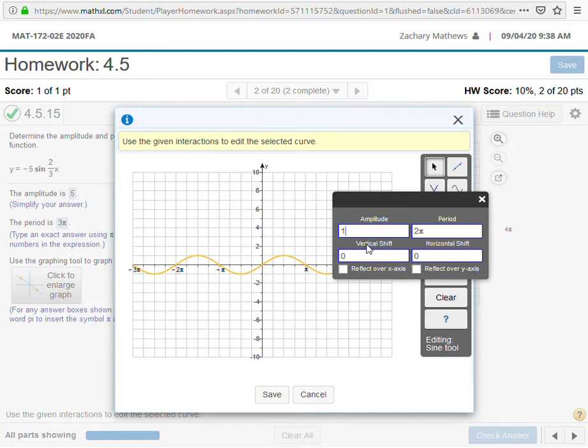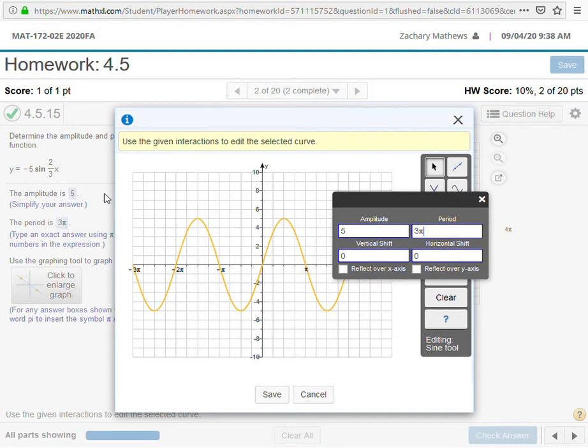My amplitude is 5, we stated that before. The period is 3 pi, and so there is no pi button when you pull up this screen, but if you type in pi, that's how you spell pi, notice it automatically transfers it over to pi. So again, I type in my p, and then I just type in the i, and right away it switches it over to the pi symbol.